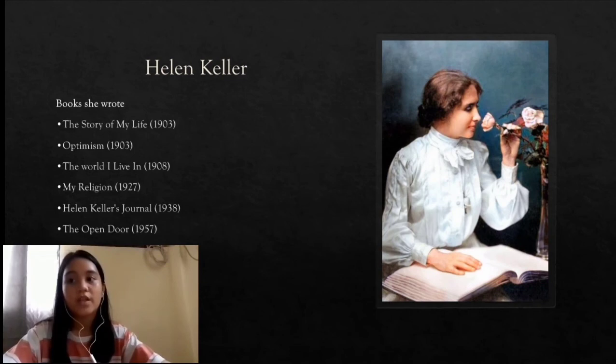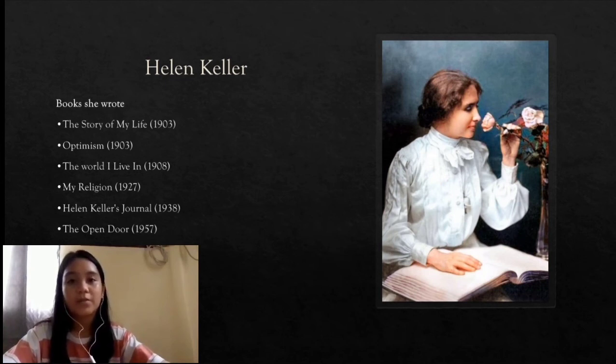So, these are the books that she wrote. It includes, first, The Story of My Life, which was published in 1903, a chronicle of the early years of Helen Keller, a young woman who became both deaf and blind at a young age. The book explores the challenges she faced growing up as a child with disabilities and introduces the amazing people who helped her along the way.